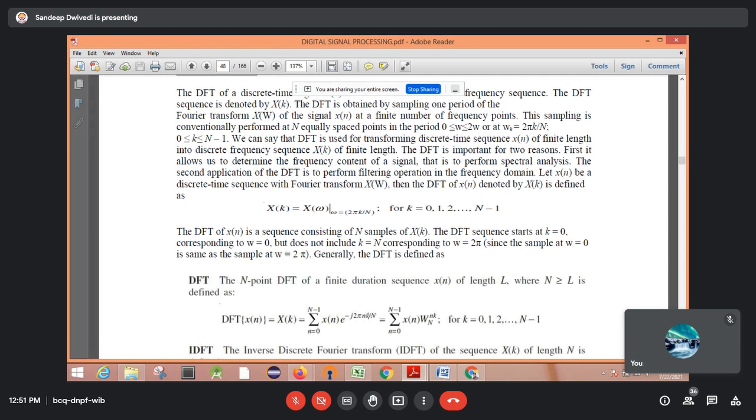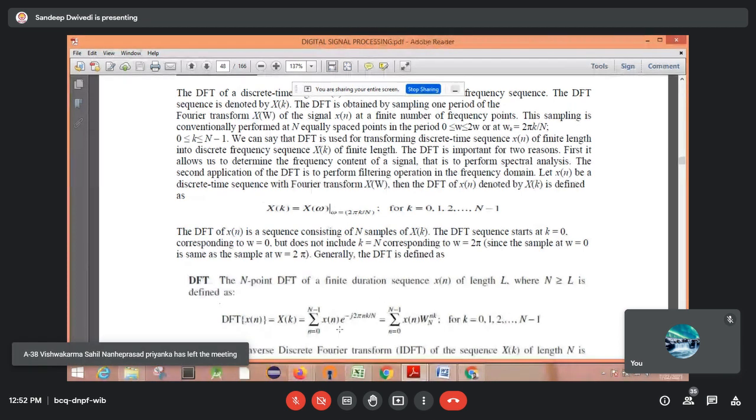Capital N indicates how many points DFT there is, either 2-point, 4-point or 8-point. And here k varies from 0 to capital N minus 1. The relation between DFT and DTFT I have shown in the last lecture: you need to replace w by 2 pi k divided by capital N. So that will be the relation between the DTFT, the discrete time Fourier transform, and the discrete Fourier transform.